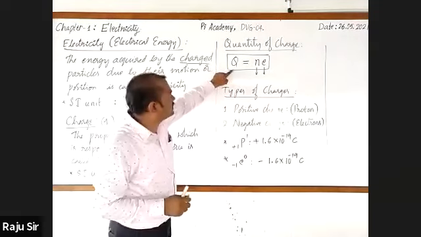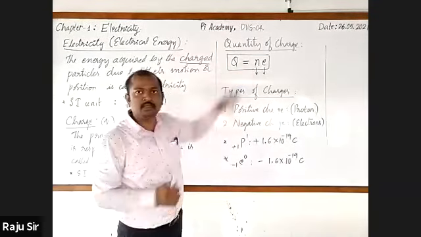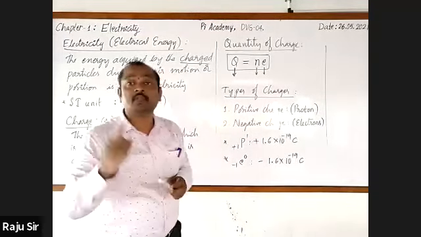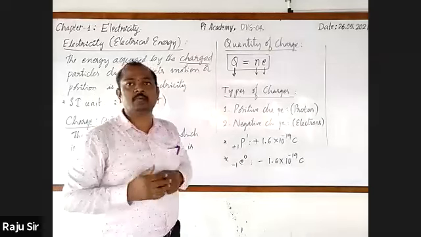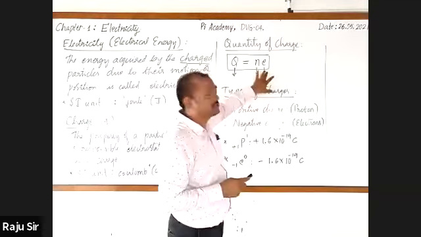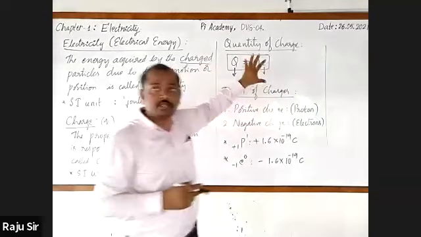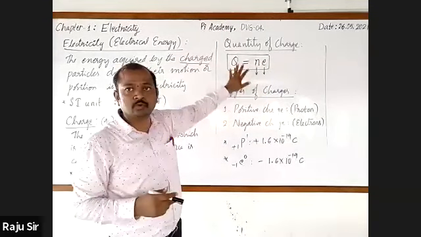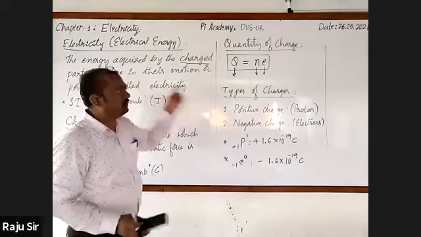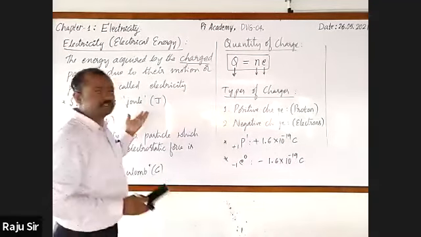Here, quantity of charge is written as Q is equal to N into E. Now, if I take the quantity of charge as 1 coulomb, then we can find out the number of electrons whose charge will represent 1 coulomb. So now, let's go for calculating that and rub this part. Shall I?